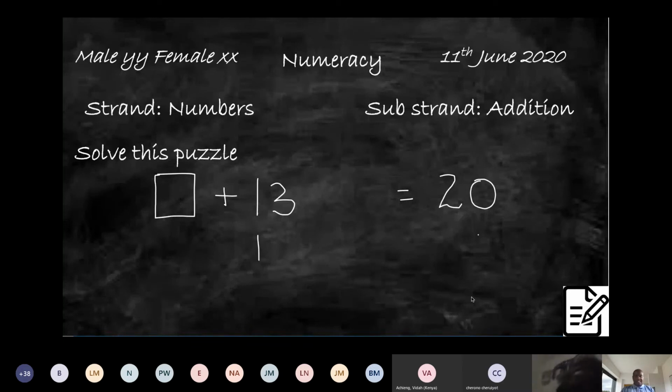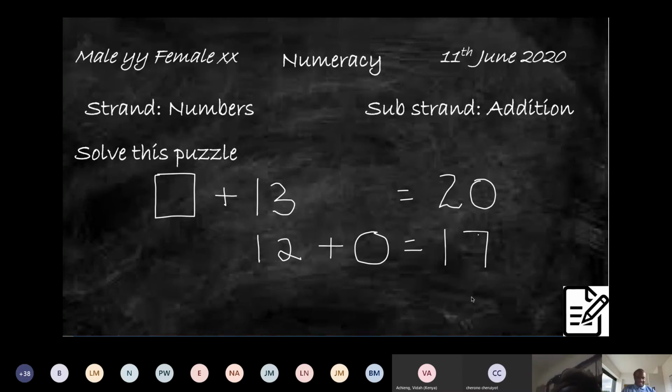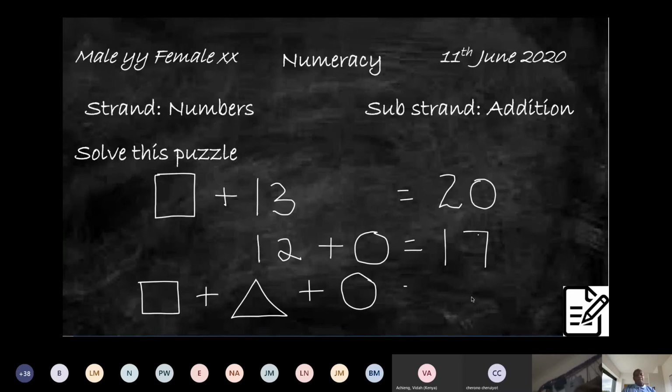Okay, that is good. 12 plus a circle is equal to 17. Okay, that is good. A square plus a triangle plus a circle is equal to 25.